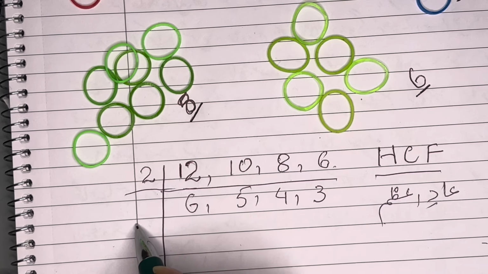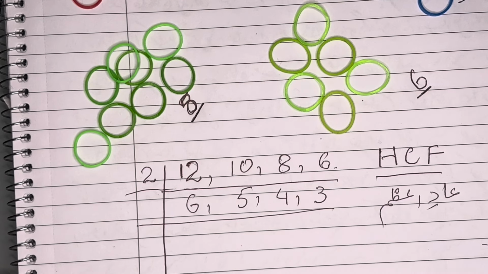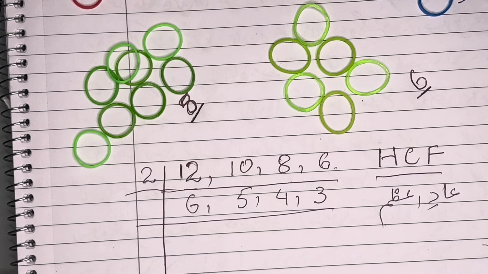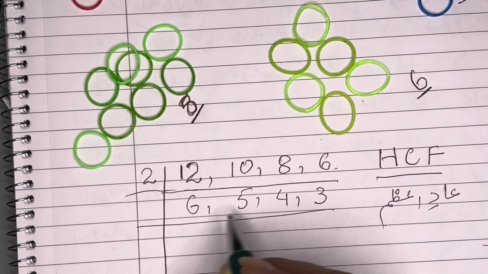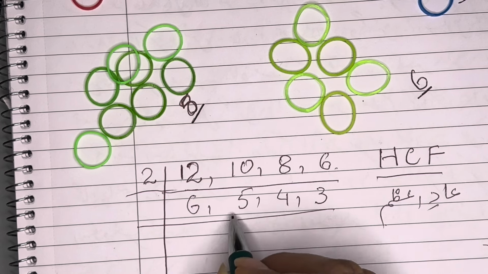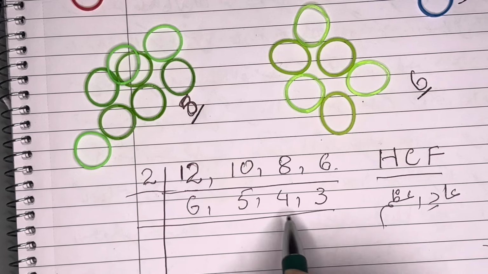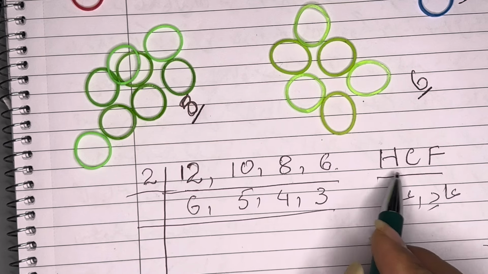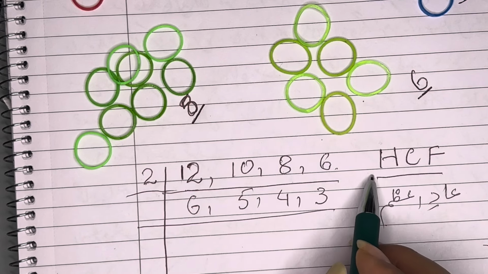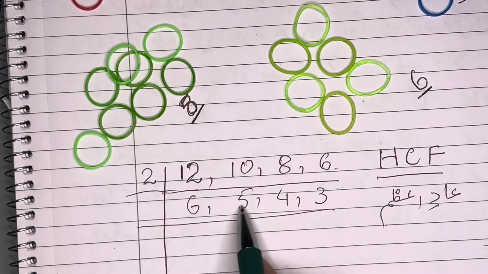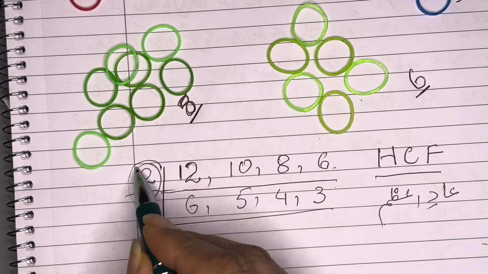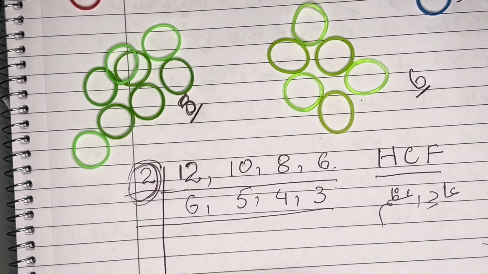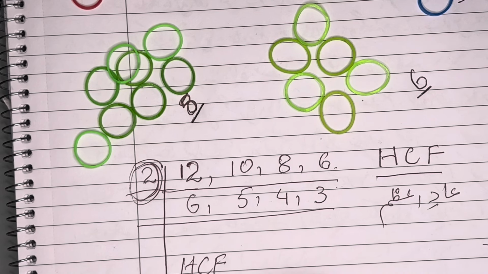Now look at these. Can we divide them further? Yes, we can divide 4 and 6 by 2, but we cannot divide 5 and 3. So we have to disregard these because we are looking for the common factor. If the things are not divided here, we will leave it here. The 3, 4, 5, 6, we will leave them and we will be looking for the number which is 2 here. So in this case, 2 is the HCF or the highest common factor.